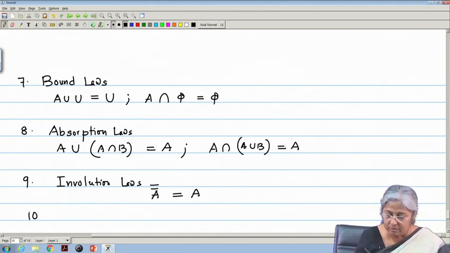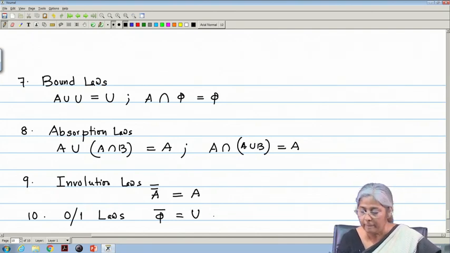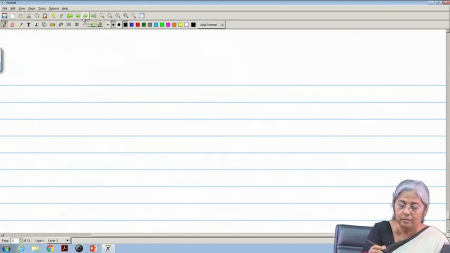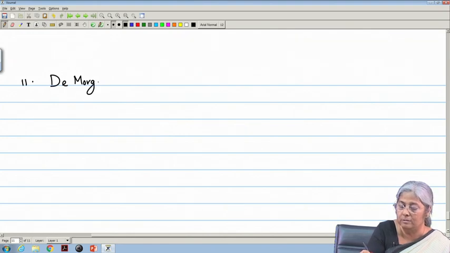Then we have what we call the 0-1 laws, that means if I take the complement of my null set, that is nothing but my universal set, and if I take the complement of the universal set, which is my empty set or the null set. I have another law left, which is our well known De Morgan's law on sets.